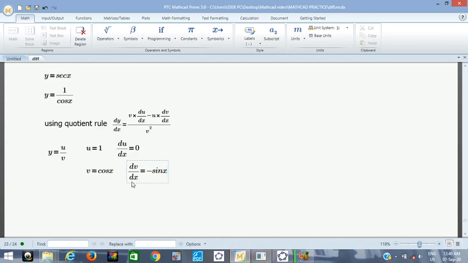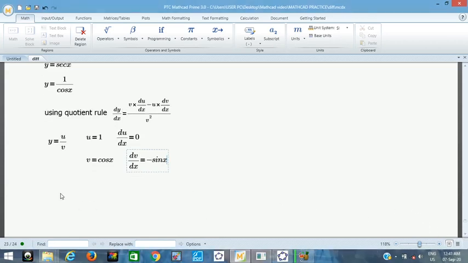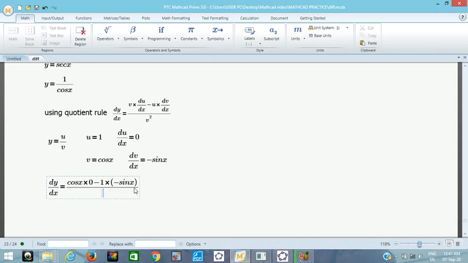So when you substitute this into the formula, you see the answer will show itself. You have dy dx equal to cos x, which is v, times du dx, which is 0, then minus u, which is 1, times dv dx, which gives us minus sine x. Then everything is divided by v squared, which is cos squared x. Let me conclude the result here. So the first part is going to be 0.